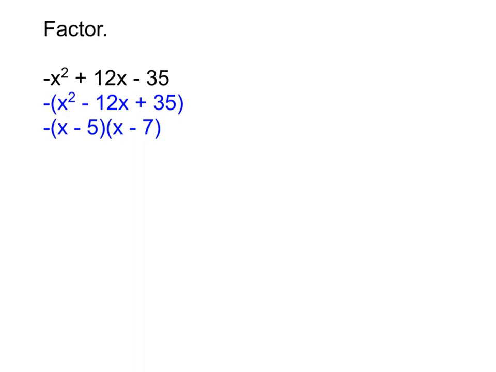So the first thing we do when we have a negative x squared is we factor that negative out of the whole expression. Then you factor the quadratic that is left inside the parentheses. And it factors just the same way as it normally would. And that negative that was out front, it just carries down and it just stays out front.